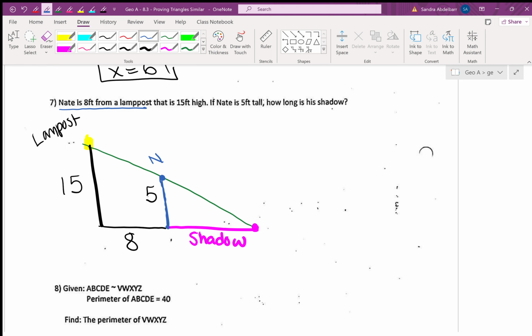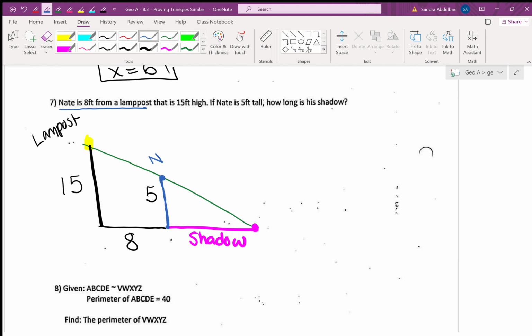Technically, how many triangles do I have? One. No. Two. I have two triangles, and this is huge. I have the big triangle from the lamppost till the end of the shadow, but don't I also have the Nate triangle? Yeah. We have two triangles, and I will tell you, these two triangles are similar. Why are these two triangles similar?